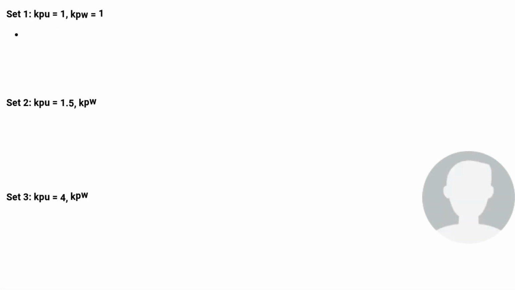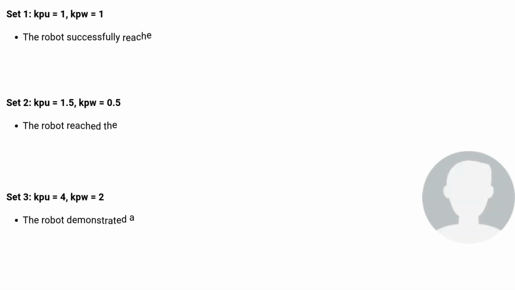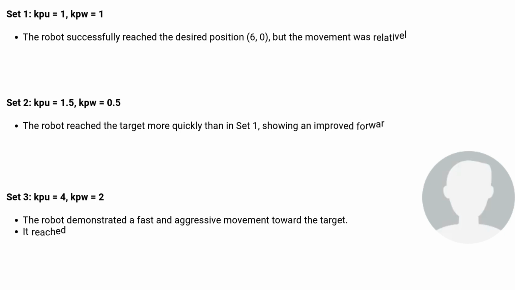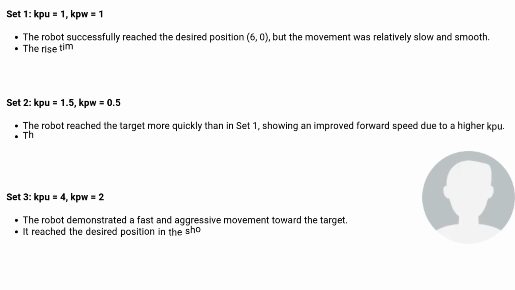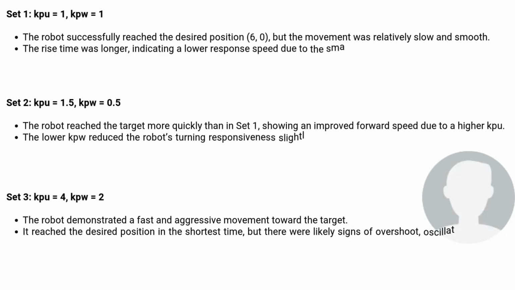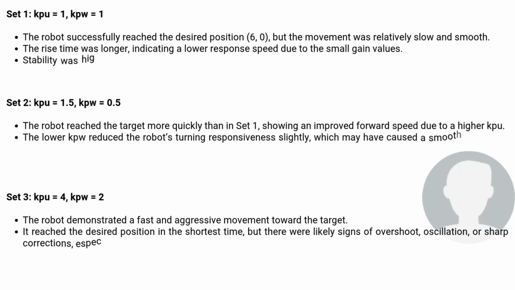From the observation, set 1 showed that the robot successfully reached the desired position. The same goes for set 2 and set 3, but the movement in set 1 was relatively slow and smooth. The rise time was longer, and the stability was high. The robot maintained a straight trajectory with controlled heading adjustment.